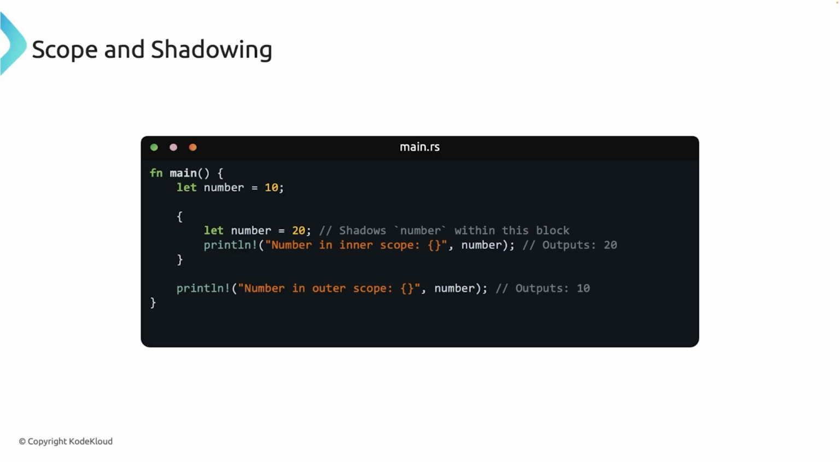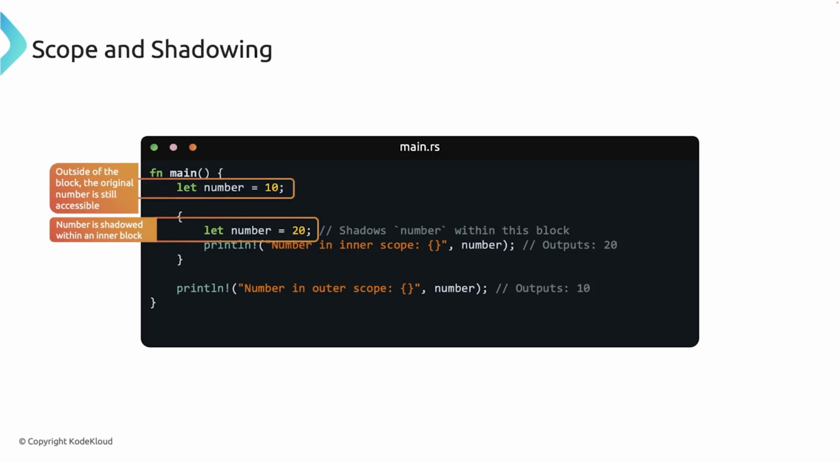Shadowing is particularly useful within different scopes. Each time a variable is shadowed, the new variable is only valid within its scope. So once the scope ends, the previous variable is back in effect. For example, over here, the number is shadowed within an inner block. But outside of the block, the original number is still accessible. And hence, when you print the following code, it'll tell you that the number in outer scope is 10, while the number in inner scope will be 20.